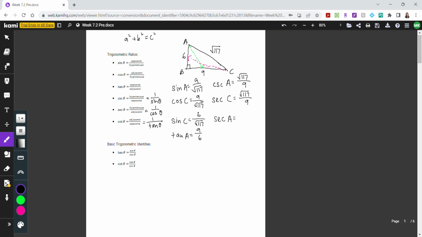Secant A. I know secant is cos flipped. Cos is adjacent over hypotenuse, so flipped it's hypotenuse over adjacent, which is 6. And then cotangent A is tangent flipped, so adjacent over opposite. And there we go. If you have any questions about trigonometric ratios, bring it to your deep dive lesson.